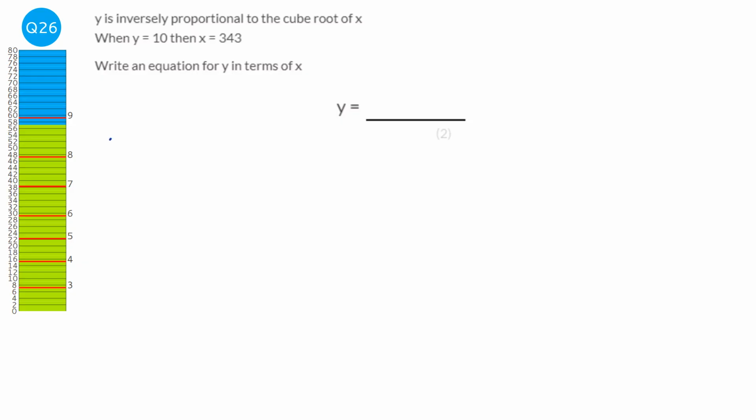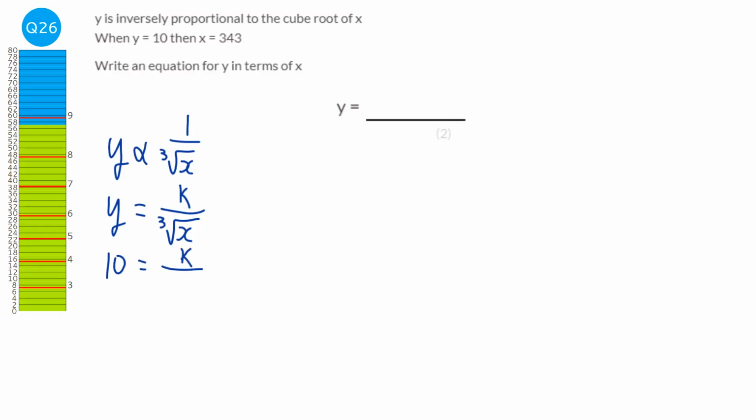So we're told that y is inversely proportional to the cube root of x. To get rid of this proportionality sign, we just convert it to an equals and times the right hand side by k, which represents a constant. We now need to figure out what that constant is. So we're going to feed in the values of y and x that are given to us in the question. So we've got 10 equals k over the cube root of 343.